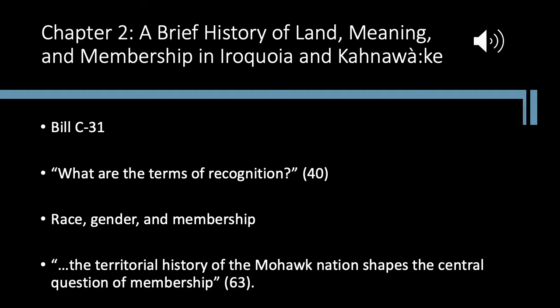This chapter foregrounds questions of race, gender, and membership, the ways in which Mohawk identity has been reconstituted by settler states as a racial category, as well as by Mohawk systems of governance, right? Bill C-31, in which membership is organized according to blood quantum, the idea that you have to be more than 50% Mohawk to be considered a member of the nation.